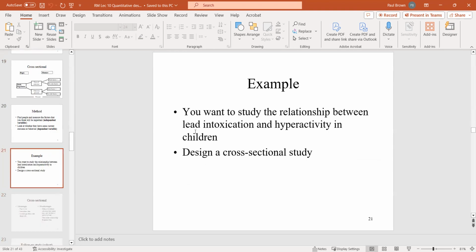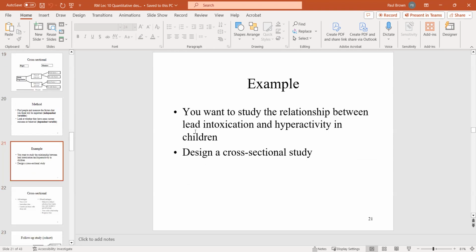So take lead intoxication, or lead intake, and hyperactivity in children. How would you do this in a cross-sectional study? What's your dependent variable? Hyperactivity, because lead causes hyperactivity. Hyperactivity doesn't cause lead, right?